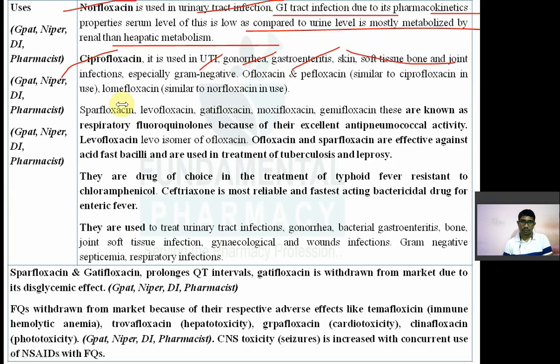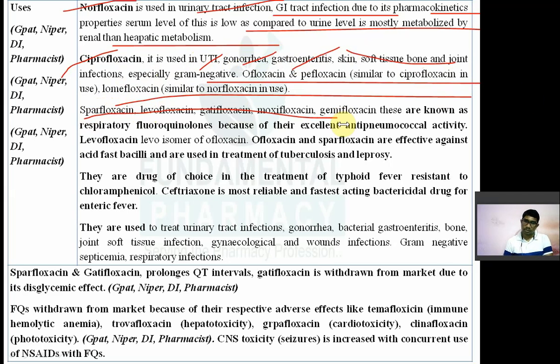Used particularly in gram-negative organism infection. Ofloxacin and pefloxacin are similar to cipro. Ofloxacin is also similar to norfloxacin. Sparfloxacin, levofloxacin, gatifloxacin, moxifloxacin, gemifloxacin, they are known as respiratory fluoroquinolones. इसके ऊपर भी क्वेश्चन आ चुका है.